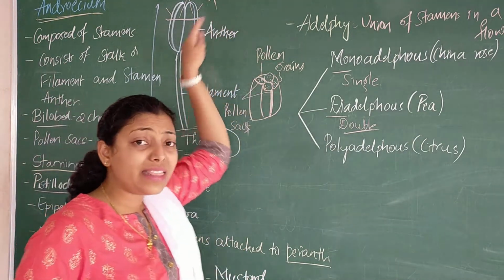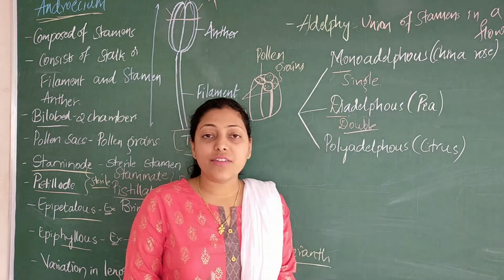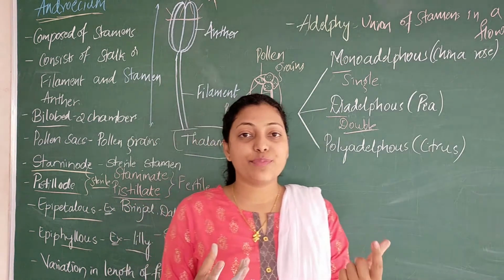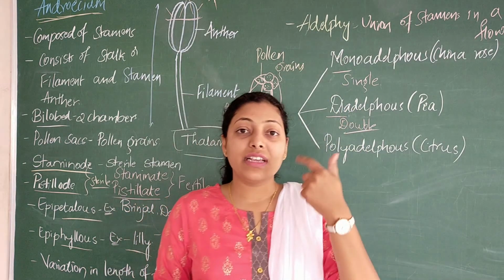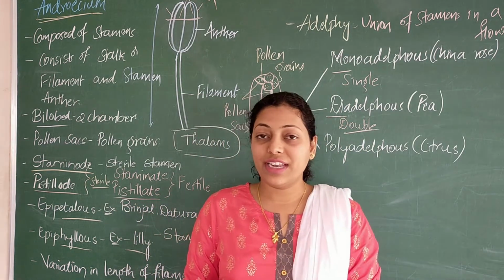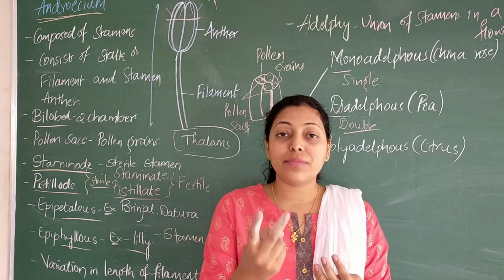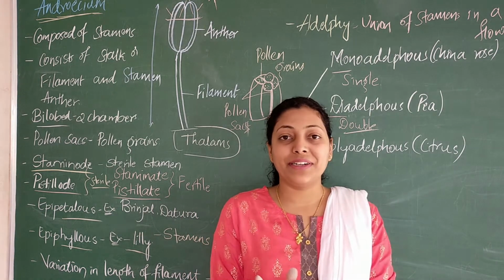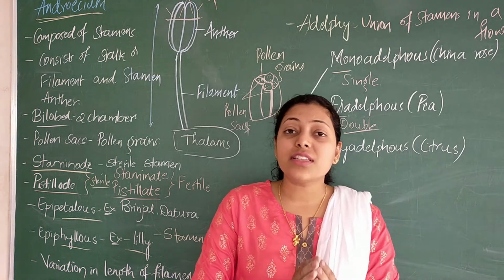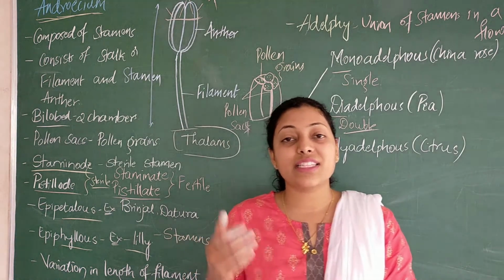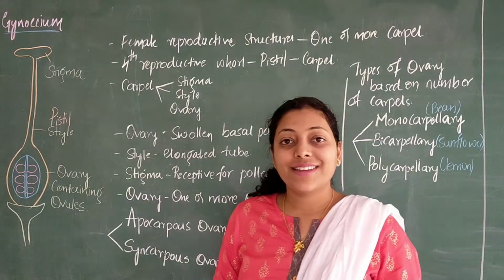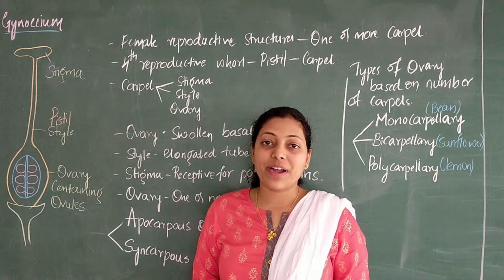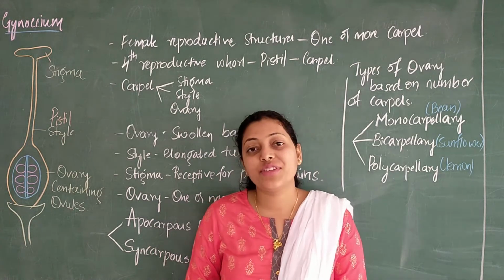Coming back to adelphi: adelphi is the union or attachment of stamens with each other. We get monoadelphous, diadelphous and polyadelphous on the basis of one bundle, two bundles or many bundles. Is it clear? So this is about androecium, and in my next video you will be studying gynoecium. So coming to the next part, that is called gynoecium.